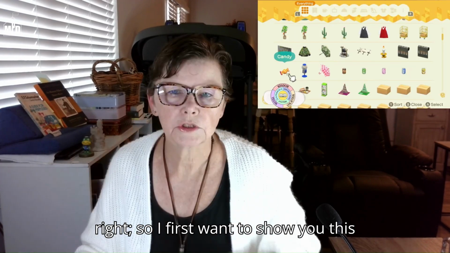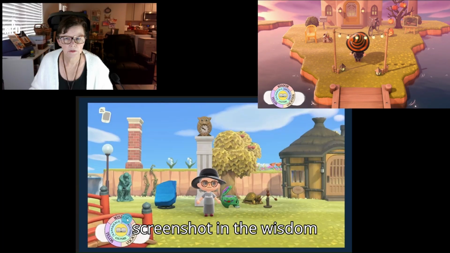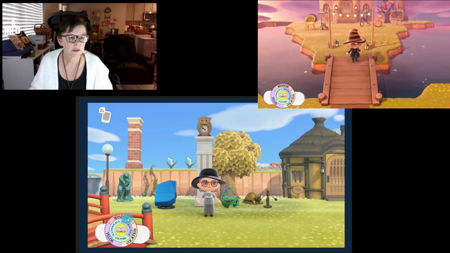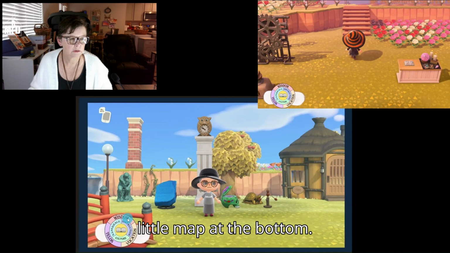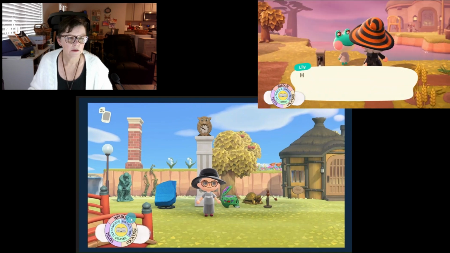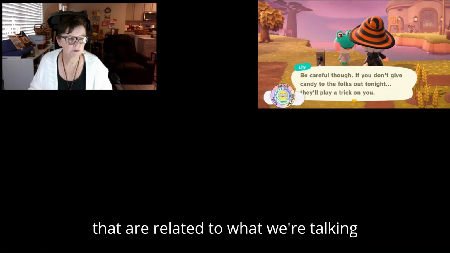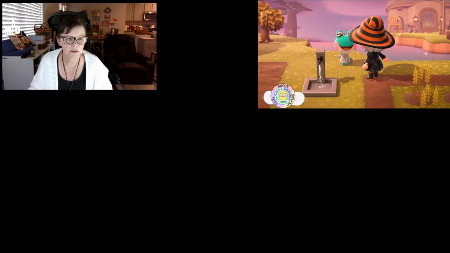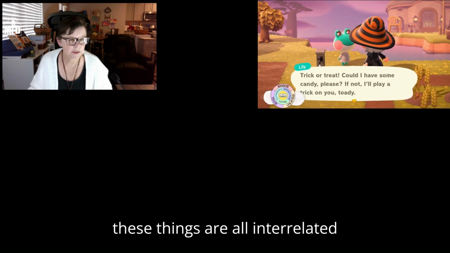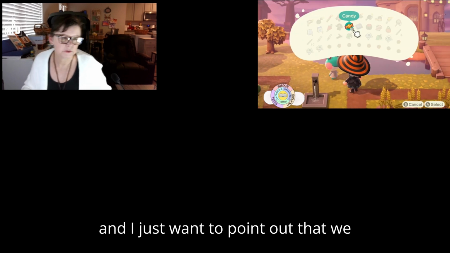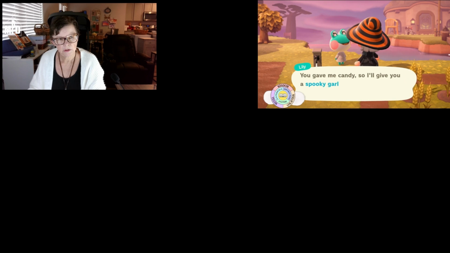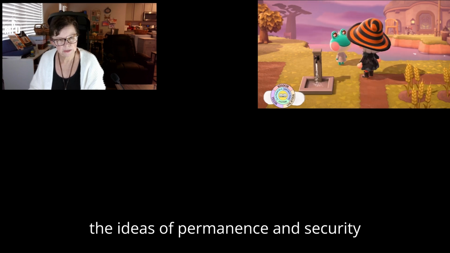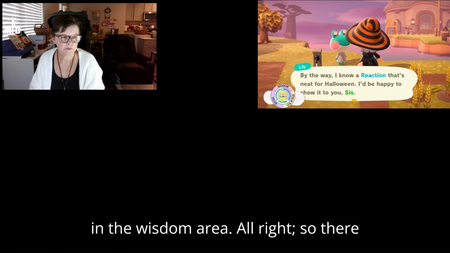All right, so first I want to show you this screenshot in the wisdom area of our island. We're not going to be talking about the wisdom area. See, it's right here on our little map at the bottom. But I do want to point out two things that are related to what we're talking about today, because these things are all interrelated. And I just want to point out that we will be talking about them from a different aspect of the ideas of permanence and security in the wisdom area.